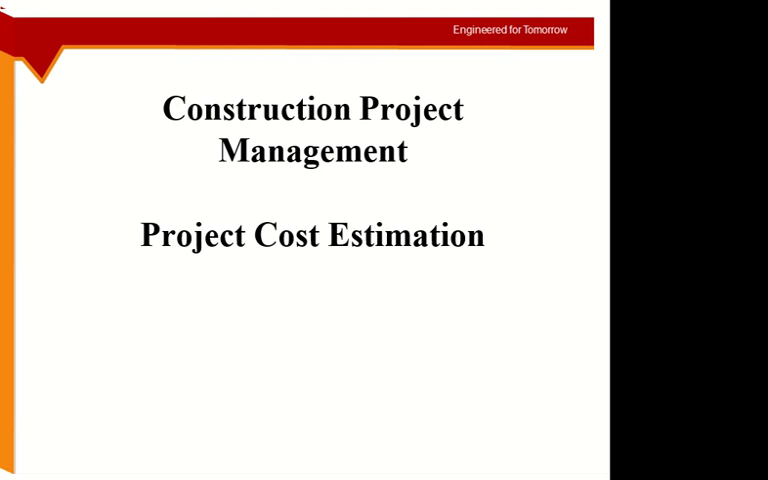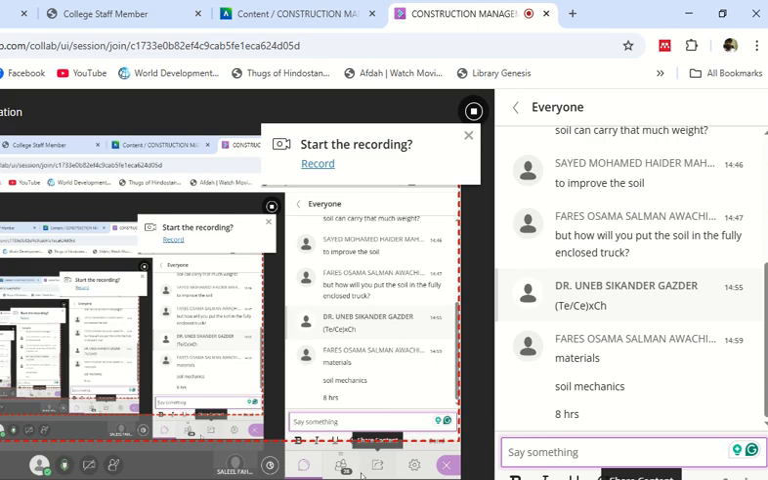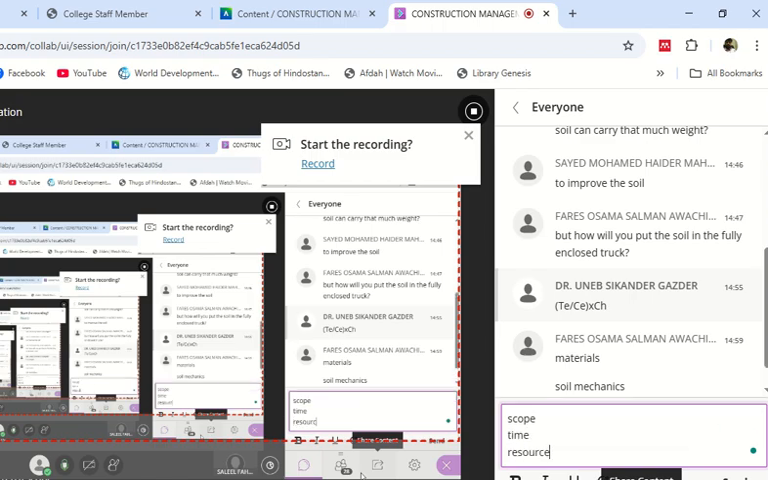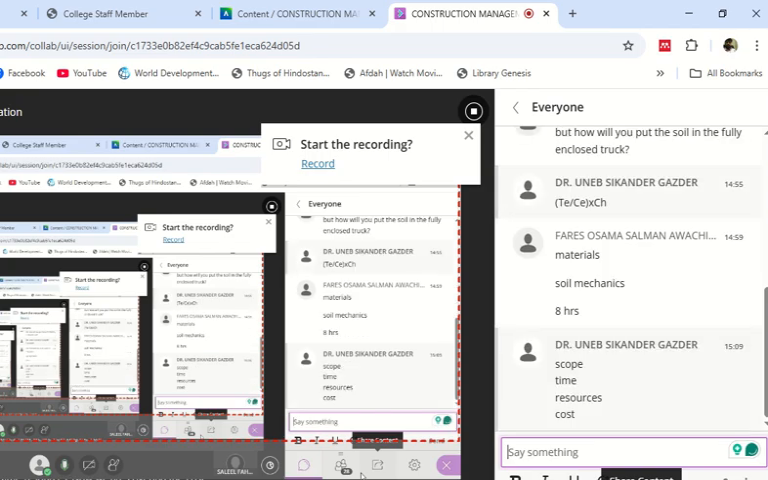Now we go towards the next item, which is cost estimation. It's not even the third, it's basically the fourth item. We covered scope, we covered time, resources. Now we are covering the cost. For the scope, we make some diagram or some chart to show the scope of work.